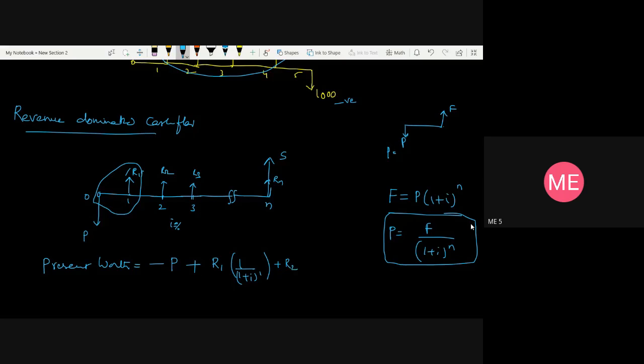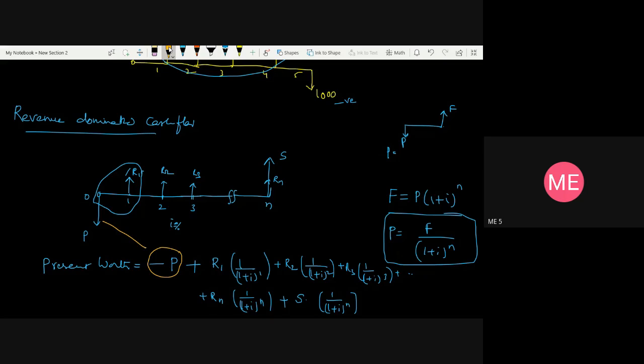Similarly, plus R2 into 1 by 1 plus I whole square, and R3 into 1 by 1 plus I whole cube, and so on. I can write plus Rn into 1 by 1 plus I whole to the power of n, and also we have the salvage value S into 1 by 1 plus I whole to the power of n. So if you look at this, only one cash outflow is there, and for that I have written a negative sign. And these are cash inflows, which are future amounts, and for each I'm calculating the present amount. So these are all present worth values.